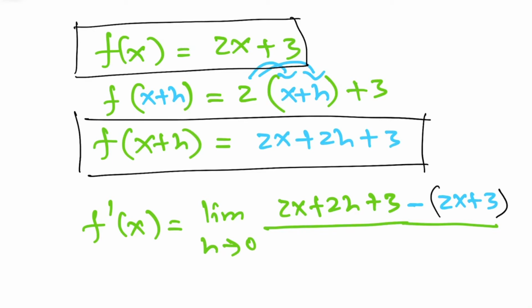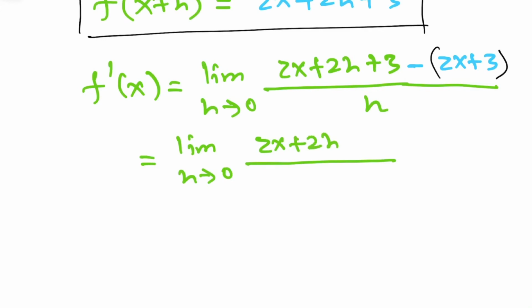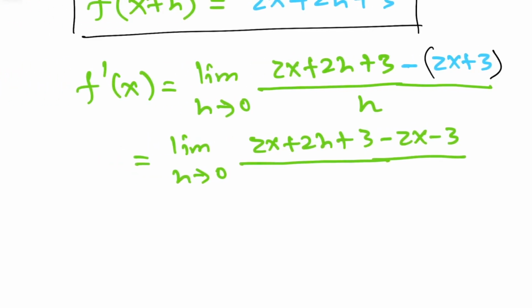Don't forget to use your parentheses, okay? Because this negative sign is going to change all the sign that is inside. So do not forget to use the parentheses. Extremely important. All right. So now we can simplify this a little bit more. Limit as h approaches 0, 2x plus 2h plus 3 minus 2x minus 3 over h.